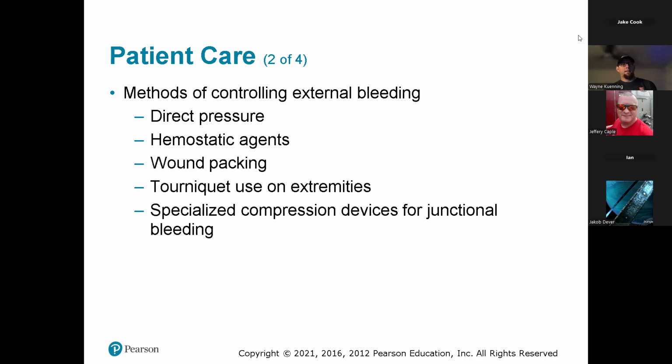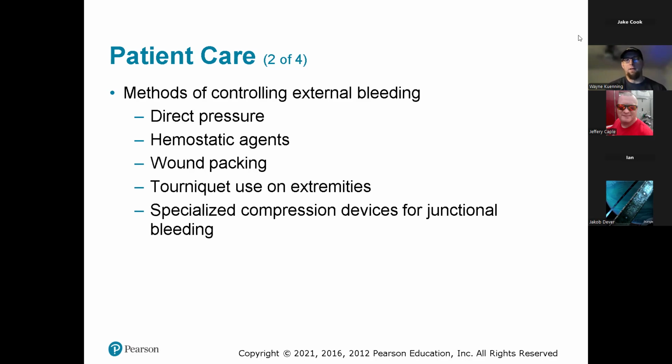Easiest modes of controlling external bleeding: direct pressure, hemostatic agents. I'm sure you've heard of QuikClot. Surgeons will either love you or hate you for it. Most of them will hate you for it. Wound packing is just how it sounds. You take gauze and you pack it in the wound until the wound is full of gauze, and then you wrap it up. Unless it's the abdomen. We don't pack the abdomen.